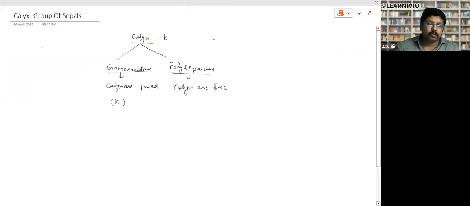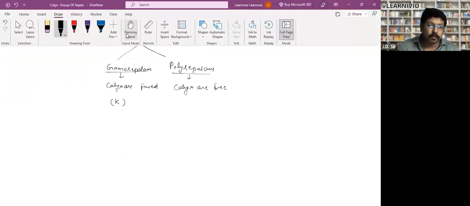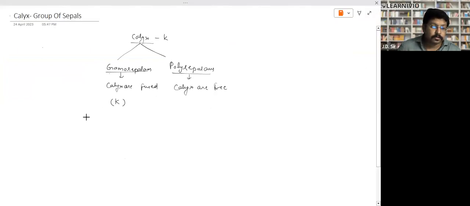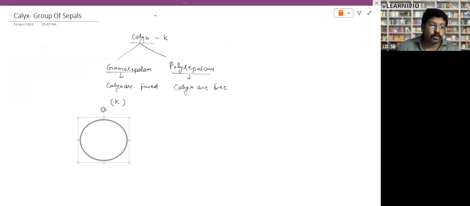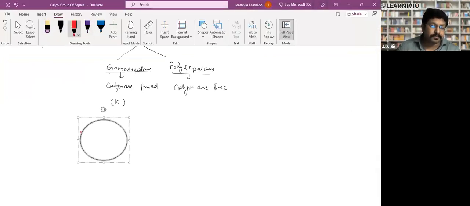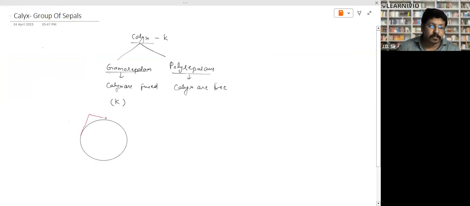So suppose that I have to show the gamosepalous condition. So first, in the floral formula, what kind of floral formula may that be, right? So suppose that this is the outermost whorl, right? And I will show it this way. So we represent calyx first with a triangular structure, and the margins of the calyx will be fused with each other, right?